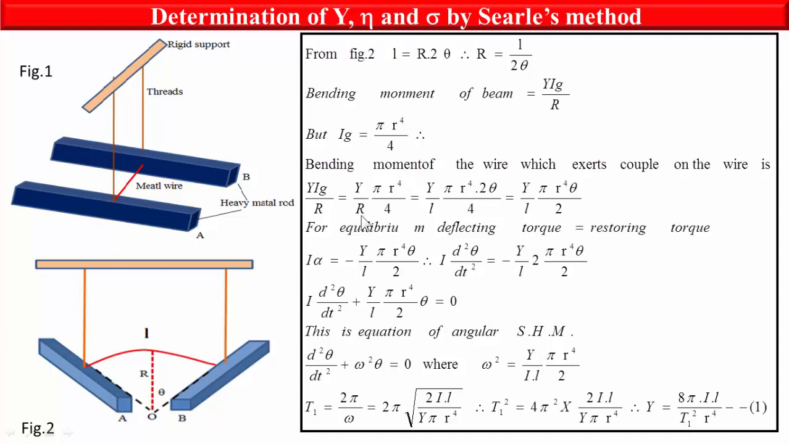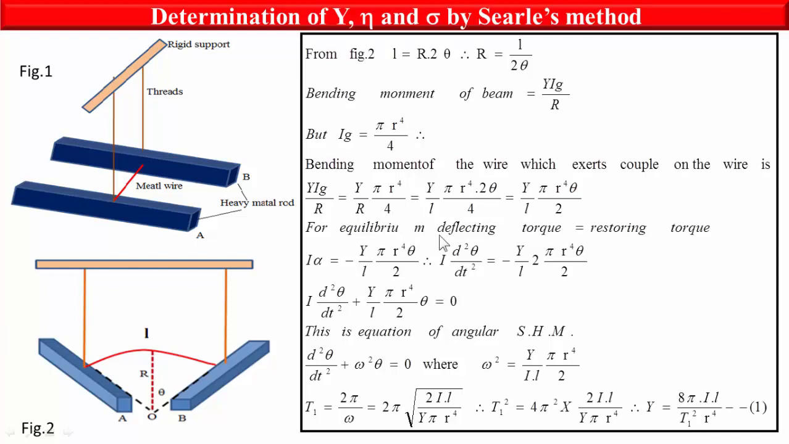Now we substitute the value of R. So we get Y upon L into pi r raised to 4 into 2 theta by 4, or finally we get Y upon L into pi r raised to 4 into theta upon 2. Now for equilibrium, the deflecting torque which is applied externally must be equal to the restoring torque developed within the material of the wire.